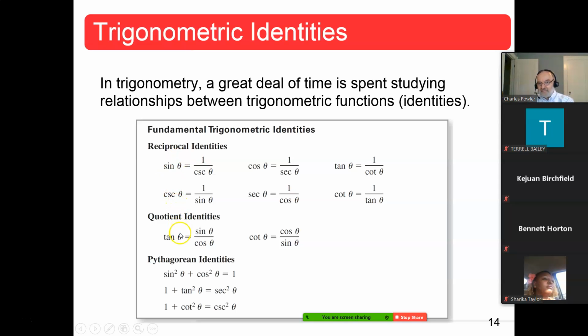These two special ones here, tangent is always sine over cosine. You remember I said that. And cotangent is cosine over sine, because cotangent is reciprocal of that. Now these are called either quotient identities. Other books call them ratio identities. So if you ever hear me say that, that's because some of the books I've taught from call them that.